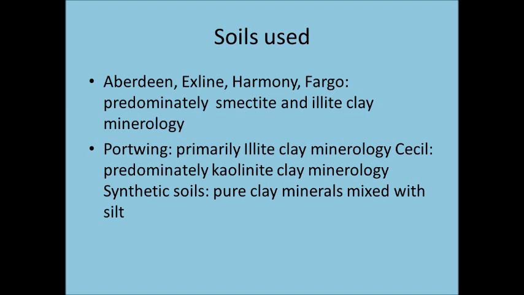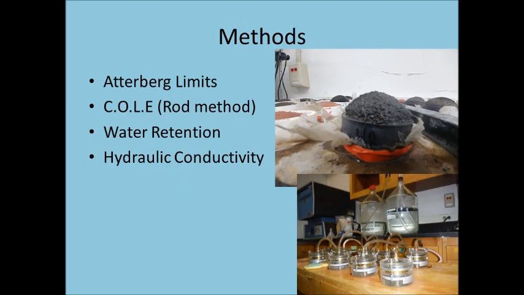We created synthetic soils mixing pure clay minerals, which were a Wyoming bentonite, a Georgia kaolinite, and a Fuller's earth, and we mixed that with silt to create mixes between 20% clay and 70% clay, which was the pure clay minerals. X-ray diffraction on the clay minerals found that the Wyoming bentonite consisted of primarily smectite, that the kaolinite consisted primarily of kaolinite, and the Fuller's earth was a mixture of palygorskite and smectite.